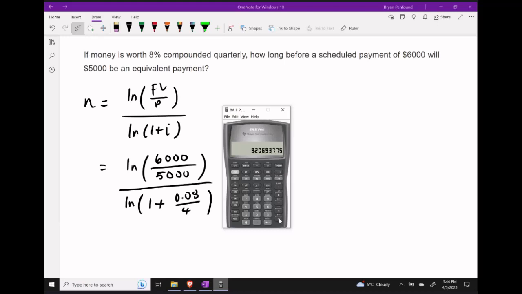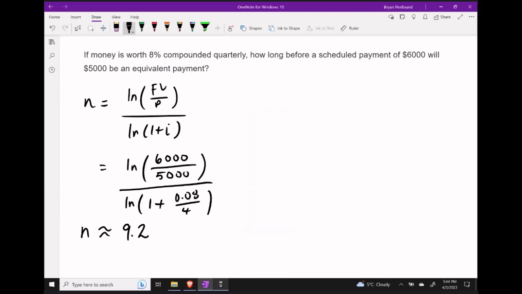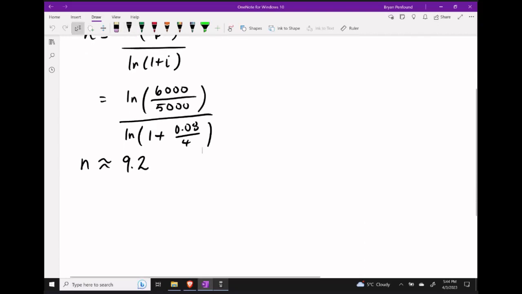Now we've divided the two values, and this is our overall final value for n. So we see that n should be about 9.2 compounding periods. But we can't have 0.2 of a compounding period, so let's go ahead and round this up so that n is equal to 10. Next, we know that n is equal to t times f.